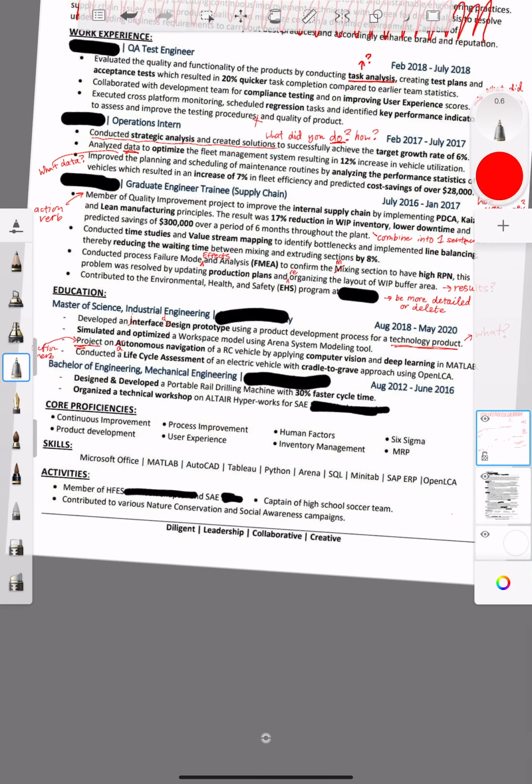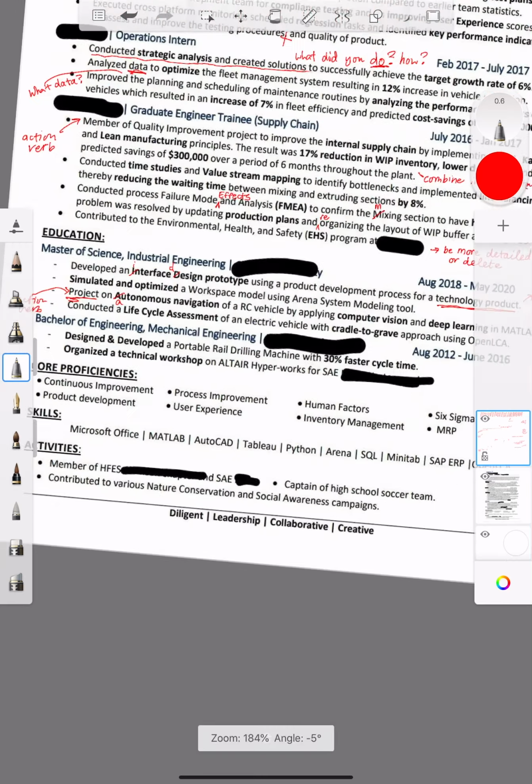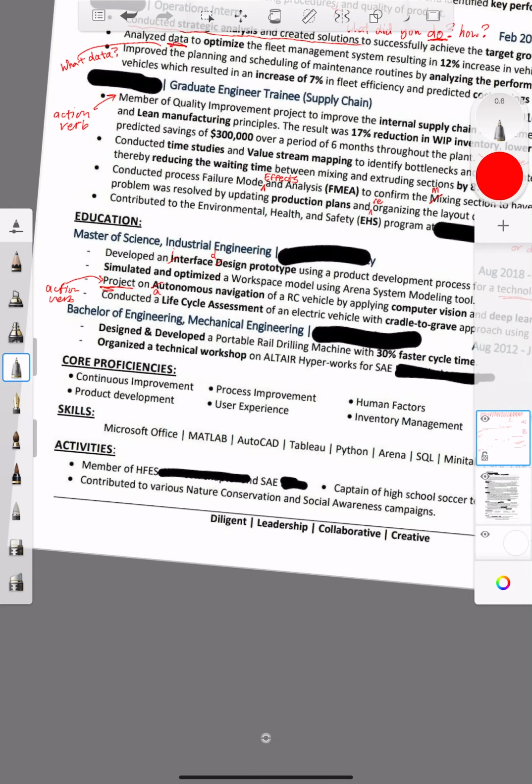And also you just say "Project on." What did you specifically do? Did you write these codes? Were you on a team that wrote these codes? If you're on a team, how many team members were there? I want more details here, I think.